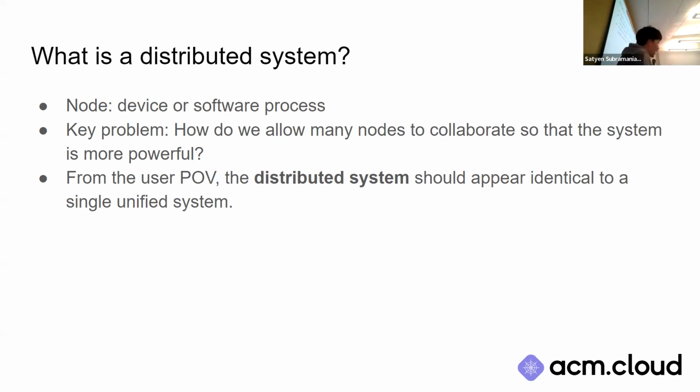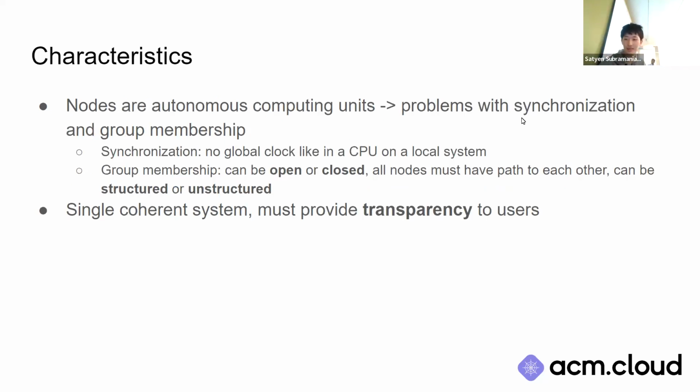So a key problem is how do we allow many nodes to collaborate so that it's more powerful? We'll get into that later on, but the central issue that distributed systems are supposed to solve is that from the user's perspective, the system should appear identical to running on a single local machine, which means that all the synchronization issues, all the network message passing, should be invisible to the end user. Okay, I'll minimize that.